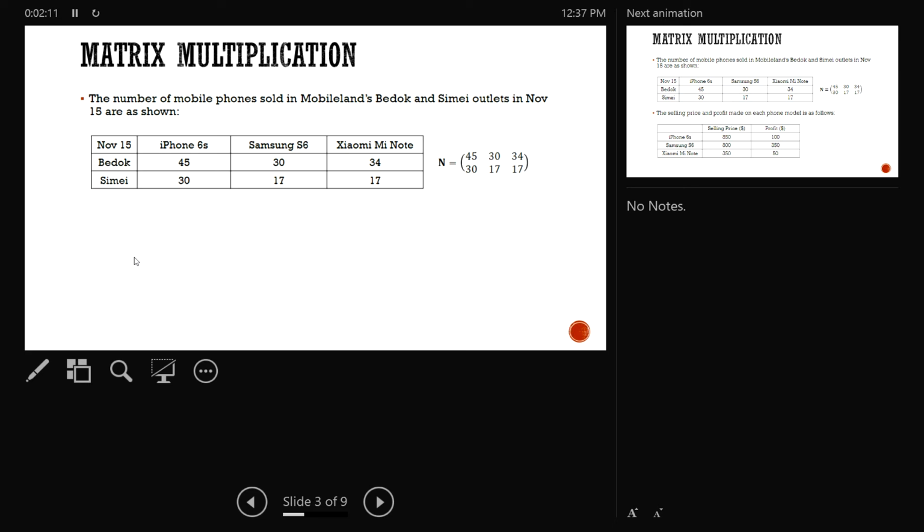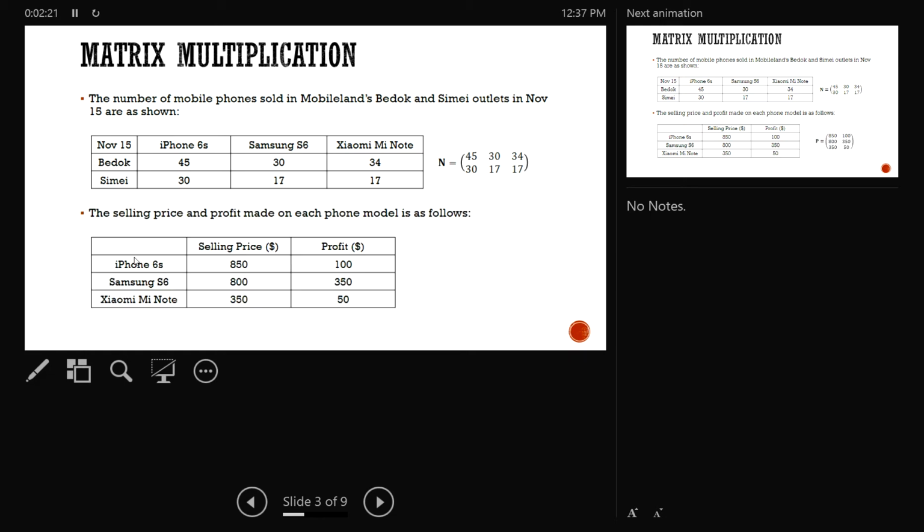We had this information, November 15. I think this was the first table that was given to you, right? Okay, then numbers represented in a matrix. Then selling price and the profit. Do you know the difference? Selling price, so the price tag, when you go and buy something, the price tag shows the selling price.